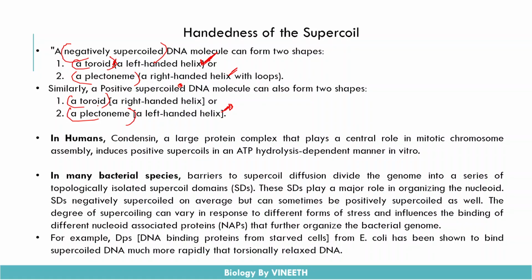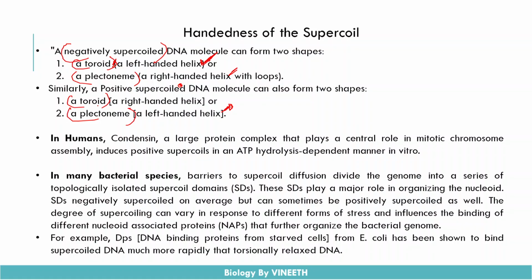in different supercoiling mechanisms. And in the case of humans, we have condensin proteins, a large protein complex. This plays a central role in mitotic chromosome assembly, where the two daughter chromosomes, after DNA synthesis in S phase, enter the mitosis phase. So these two daughter chromosomes get attached, with the help of these condensin proteins.